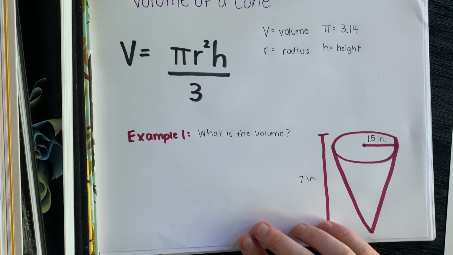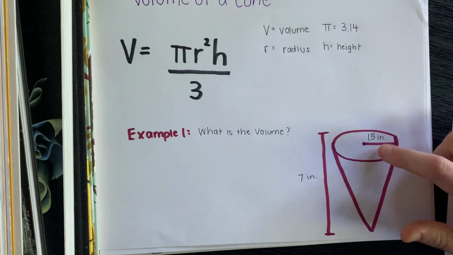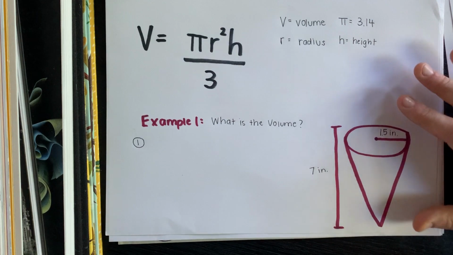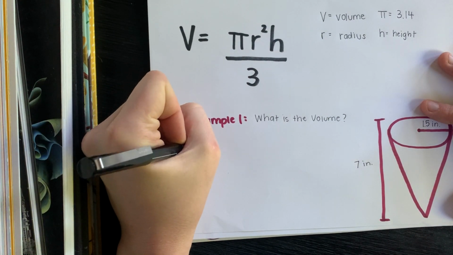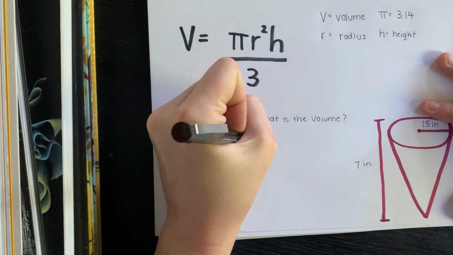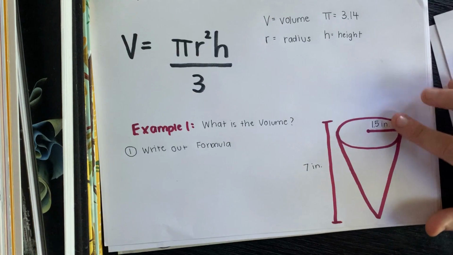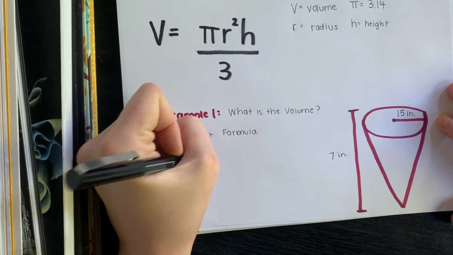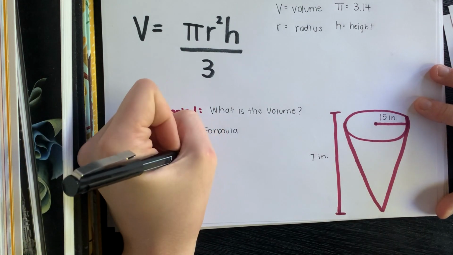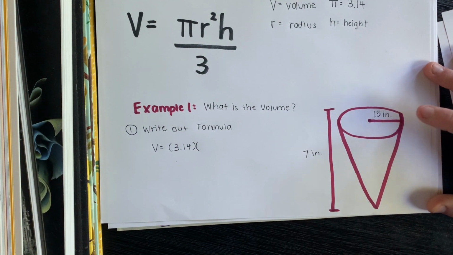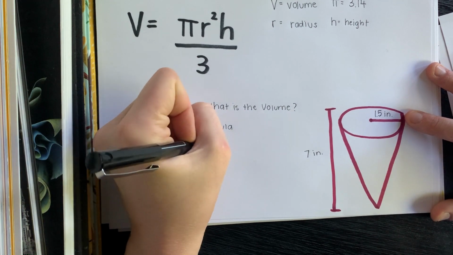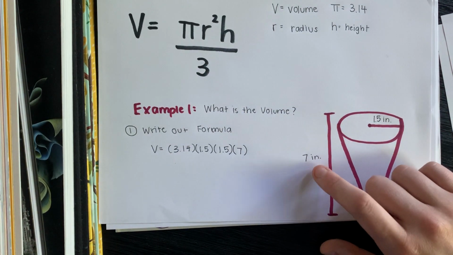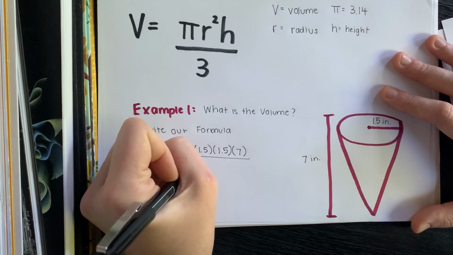So we're going to do an example together. Example 1, what is the volume of this cone over here? The first step is to fill in my formula, so write out the formula. I've got V equals pi, so I'm going to write 3.14 times R squared. So I'm going to do the radius, but twice. So I'm going to do 1.5 times 1.5 times the height, 7 inches. Okay, so I'm going to do all that, and all that divided by 3.